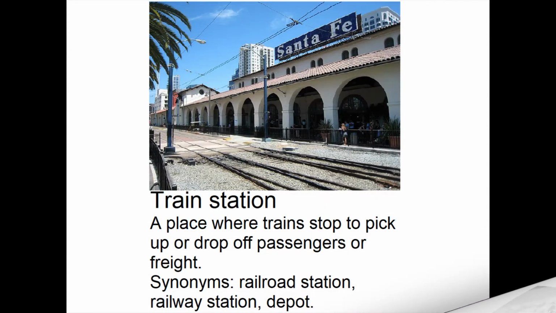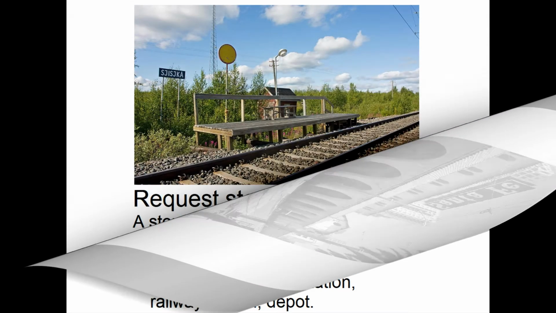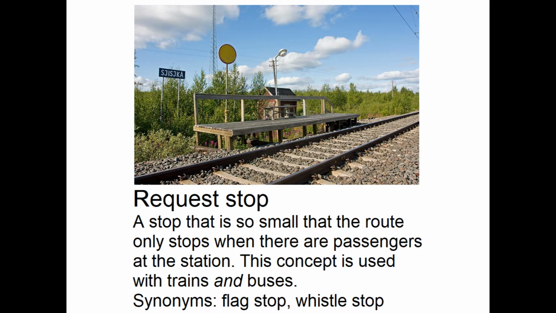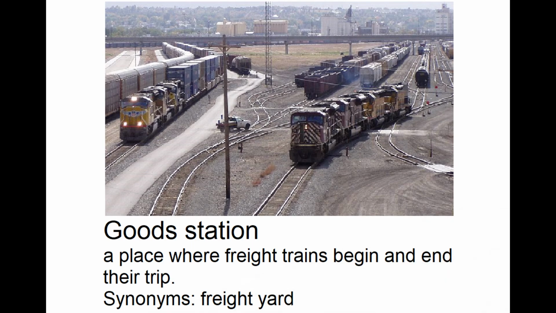A place where trains stop to pick up or drop off passengers or freight is called a train station. They are also called railroad stations, railway stations, or depots. Passenger train stations that are so small trains only stop when there are passengers at the station are called request stops or flag stops, a term also used for buses. When used for freight service only, they are called goods stations or freight yards.